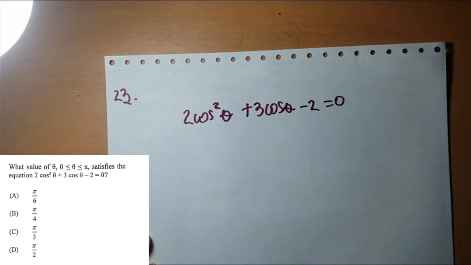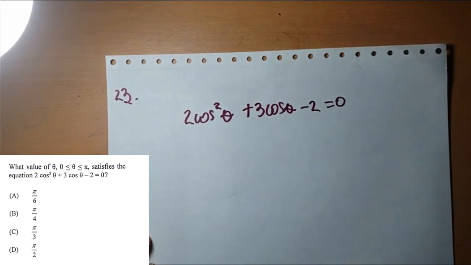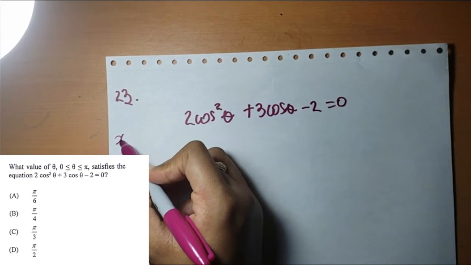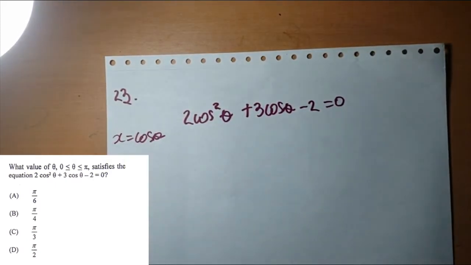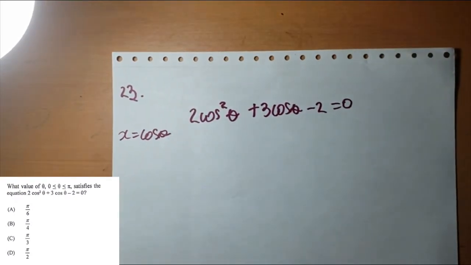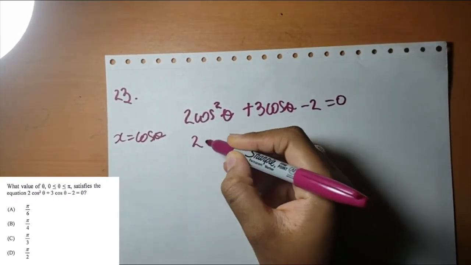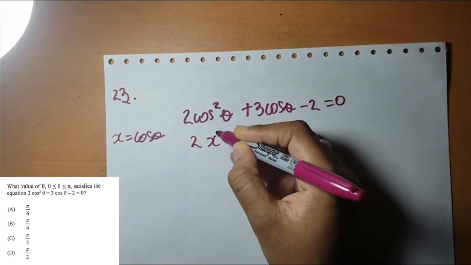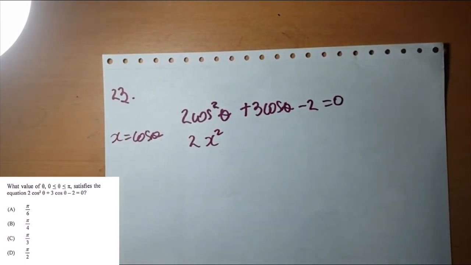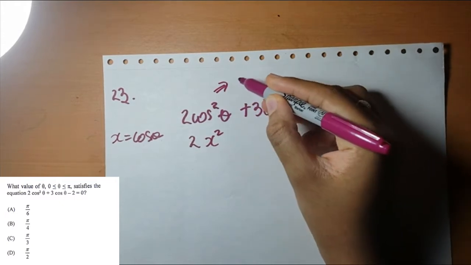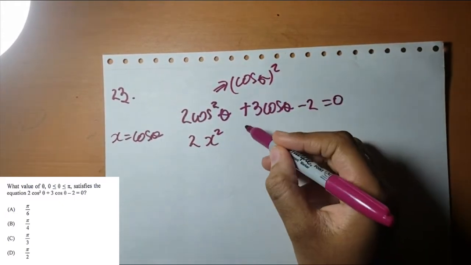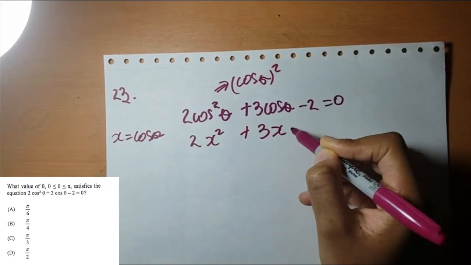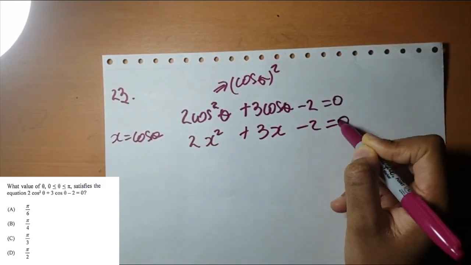Alright, so the way we will approach this problem is by letting x equal cos theta, because this is basically a quadratic equation. If we let x equal cos theta, then we'll have 2x squared, because this is basically cos theta squared, then 3x minus 2 is equal to 0.